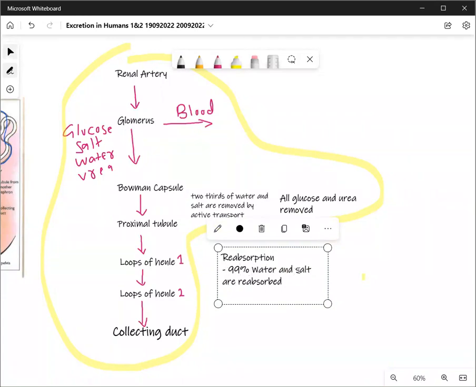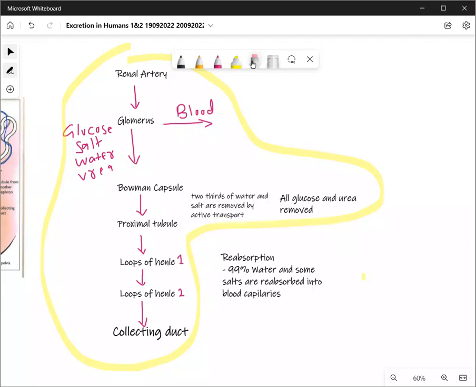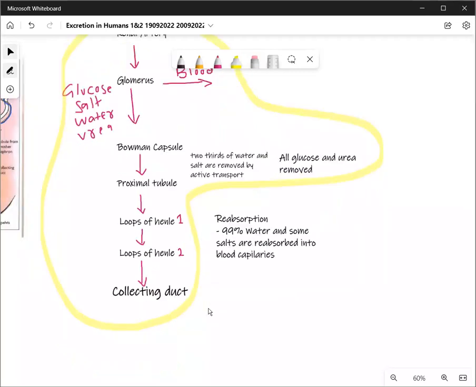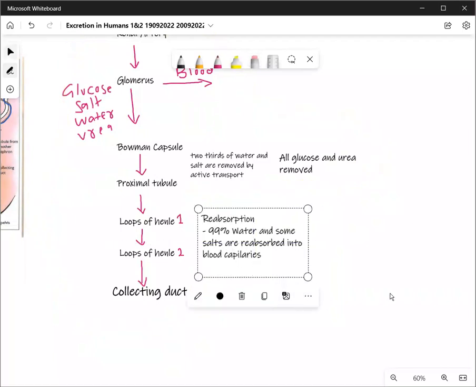All right. 99% of the water is removed, and some salts are reabsorbed into blood capillaries. Right. That's what happens. Should I write this? Yes. This happens in the loops of Henle.